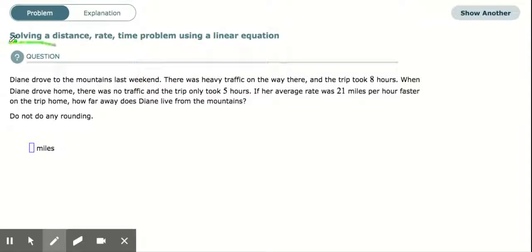This is going to be about solving a distance, rate, time problem using a linear equation. So distance, rate, and time are all related by the equation d equals rt. That just means that when you multiply the rate times the time, you get the total distance. And it makes sense because your rate is how fast you're going, right?